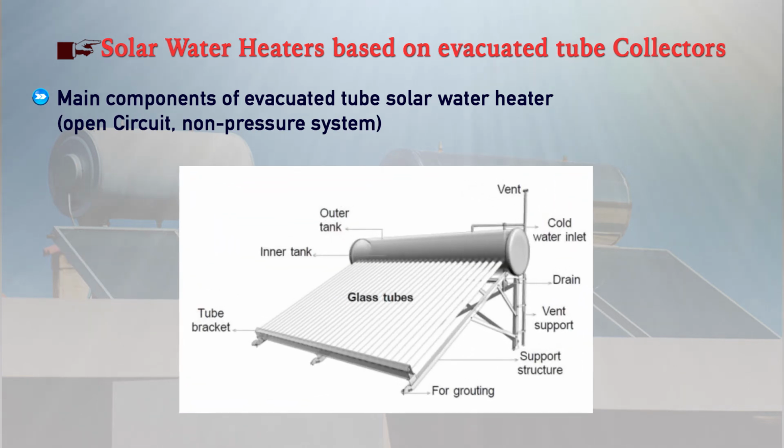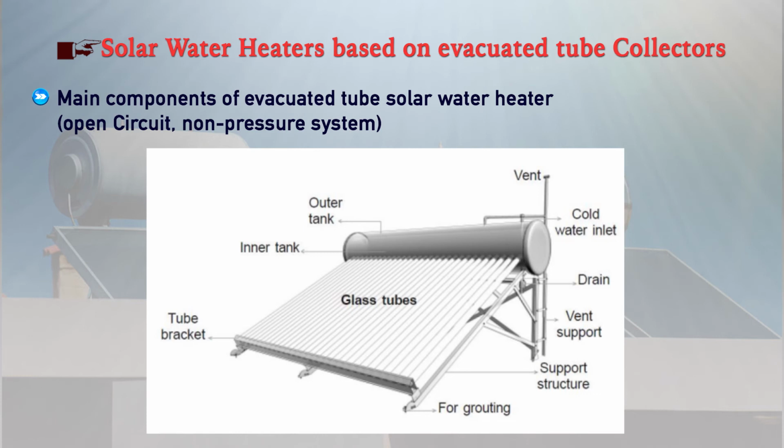Here you can see the different components of the evacuated tube collector: the tube bracket, and also the outer tank, inner tank, band, cold water inlet, then drain, band support and support structure. Now we will discuss the working principle of the evacuated tube collector.